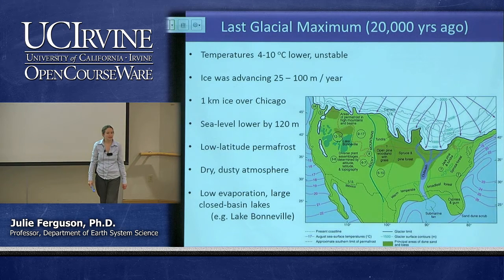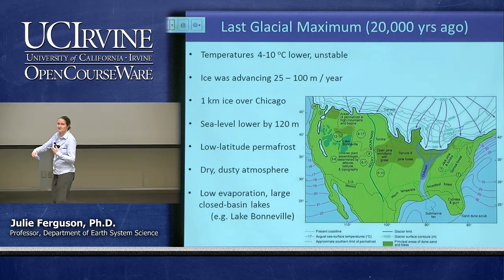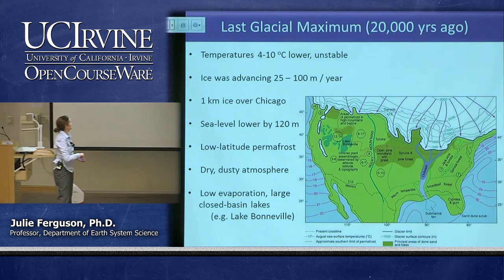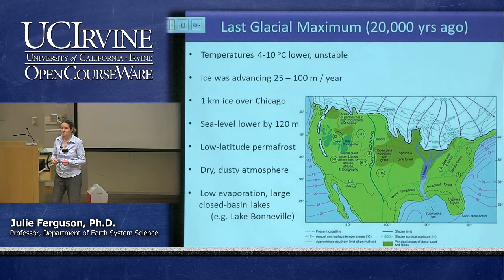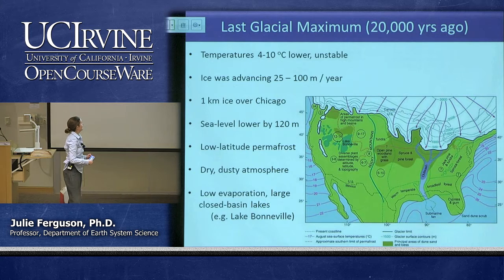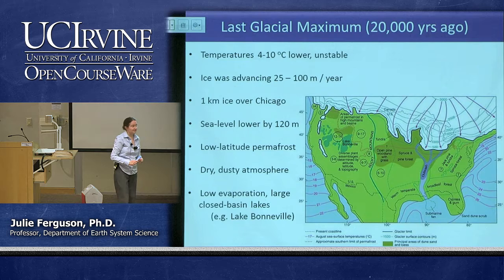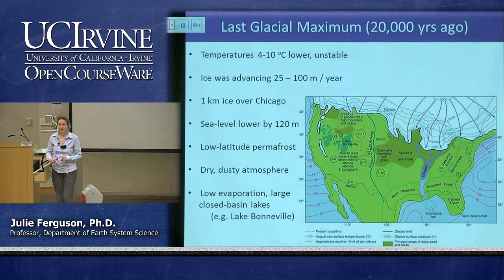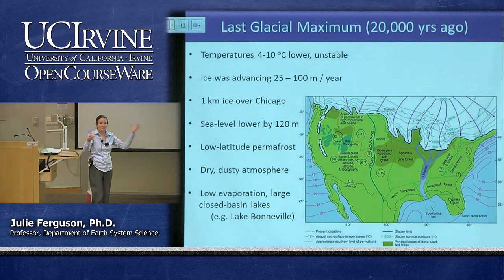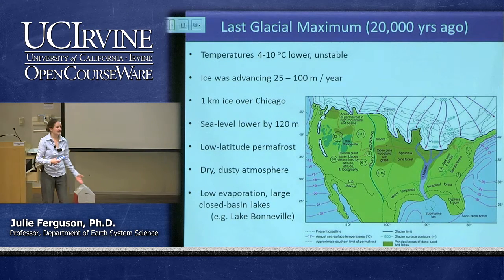Then we have our last ice age, our last glacial maximum. So the last time the ice sheets were at their maximum extent. And it was a really different world, and this is only 20,000 years ago. It's remarkably recent. So then our temperatures were maybe 4 to 10 degrees lower, and they were really unstable. They swung really quickly from one extreme to another. The ice was actually advancing at 25 to 100 meters per year, and that's really fast. We had maybe 1 kilometer of ice over a lot of our northern cities. And that meant that with all of that ice on the continent, our sea level was actually 120 meters lower than it is today.